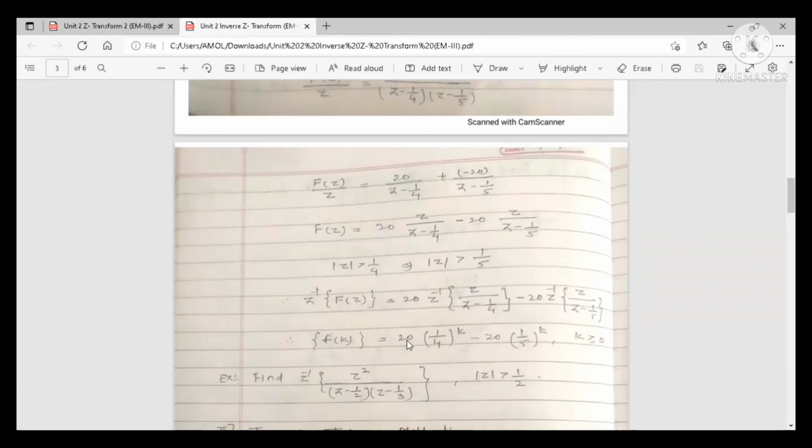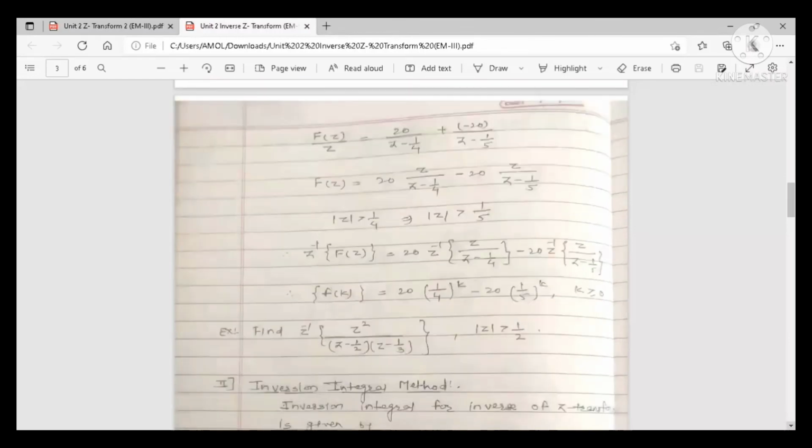The answer is equal to 20 into 1 by 4 raised to k minus 20 into 1 by 5 raised to k. The condition is k greater than or equal to 0, because for both the terms, mod z is greater than 1 by 4 and mod z is greater than 1 by 5. So for both, the condition for k is k greater than or equal to 0. And this is the inverse z transform using the partial fraction method. This is one of the examples. We tried to solve this example using the partial fraction method.